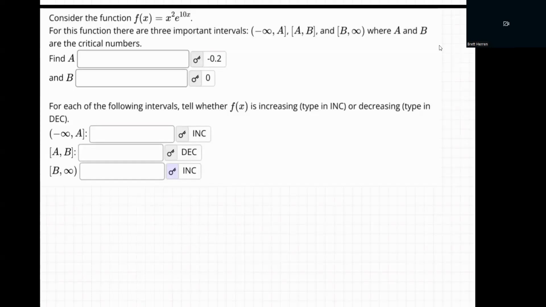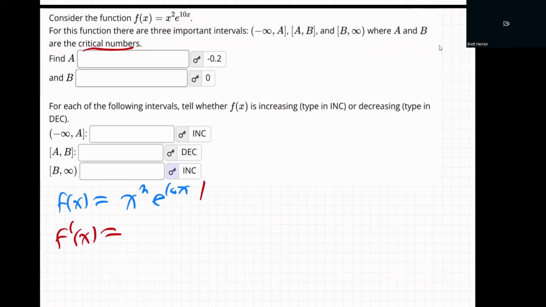Okay, on this one, we've got a function, x squared e to the 10x. They want us to find three important intervals where a and b are critical numbers. So we have to take that function, bring it down here, x squared e to the 10x, and differentiate. That's how we find critical numbers, right? Derivative equal to zero or infinity.